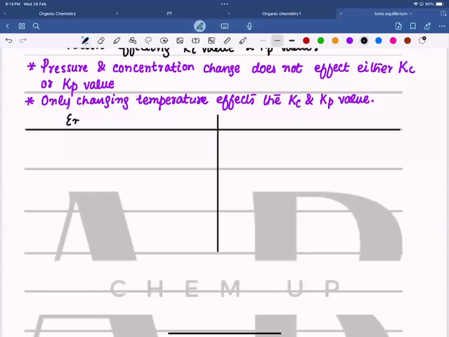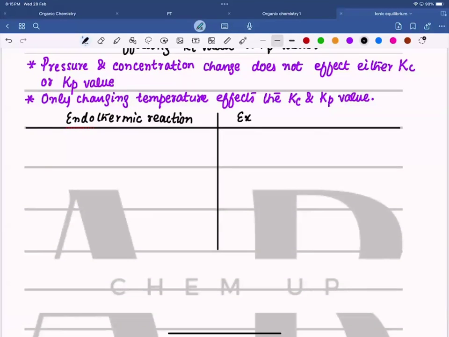Now, if you remember, when we change the temperature, it affects the endothermic or exothermic reaction. When we increase the temperature, equilibrium shifts towards the endothermic side, and when we decrease the temperature, equilibrium shifts towards the exothermic side. Okay.